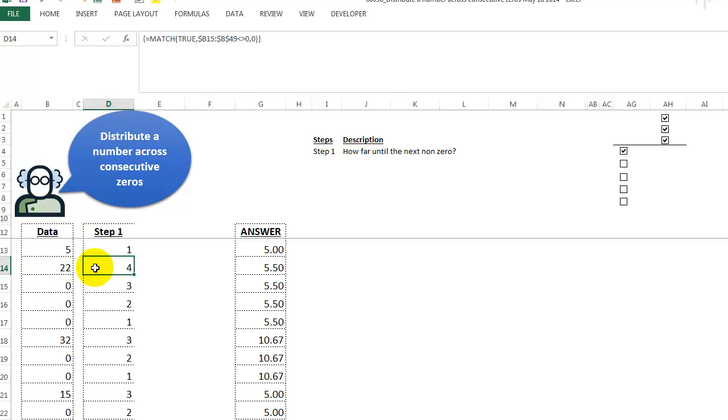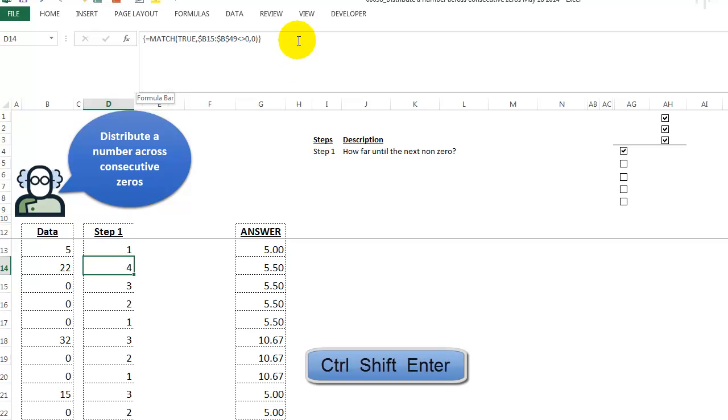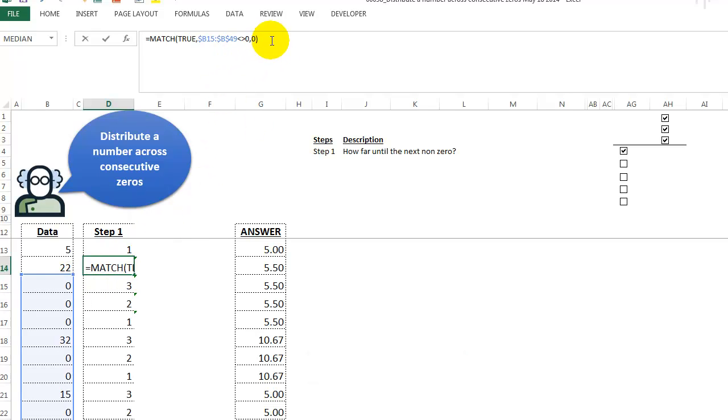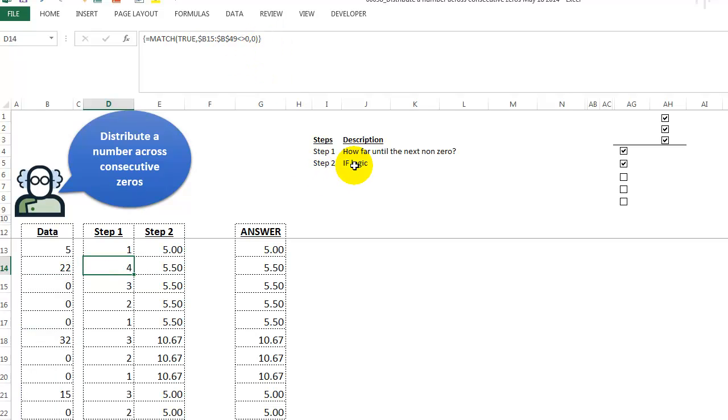And I shouldn't forget to mention, see the special brackets at the beginning and at the end? This is an array formula, so you have to press Control Shift Enter. If I were just to press Enter, we get an error. So you have to go in here and hold down the Control key, hold down the Shift key, and press the Enter key.